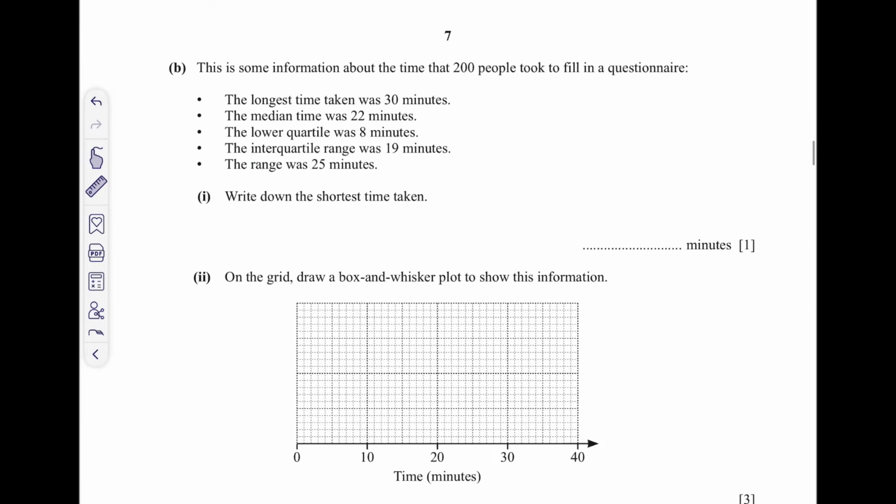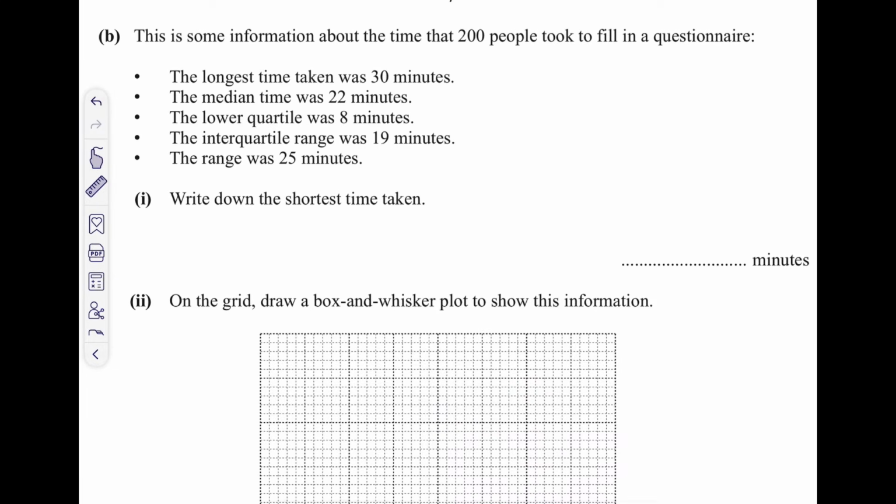Now here it says there's some information about the time that 200 people took to fill in a questionnaire. The longest time is 30 minutes. The median was 22. The lower quartile was 8 minutes. The interquartile range was 19 minutes, and the range was 25 minutes. Work out the shortest time taken. The range is the longest time taken minus the shortest time taken. So 25 is equal to 30 minus x, so x would be 30 minus 25. So x is 5. Alright, that's easy, 5 minutes.